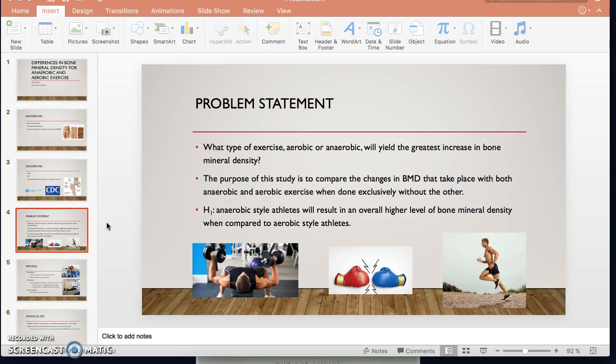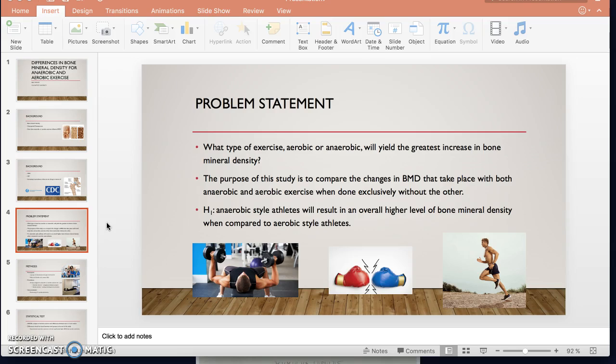What type of exercise, whether it's aerobic or anaerobic, will yield the greatest increase in bone mineral density? This specific study wants to compare the changes in bone mineral density that take place with both anaerobic and aerobic exercise when they're both done exclusively without the other, to see which one will yield the greatest increases. My hypothesis for this study would be that anaerobic style athletes will result in an overall higher level of bone mineral density when compared to aerobic style athletes.